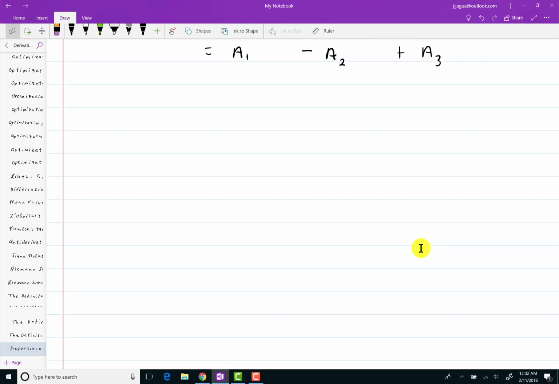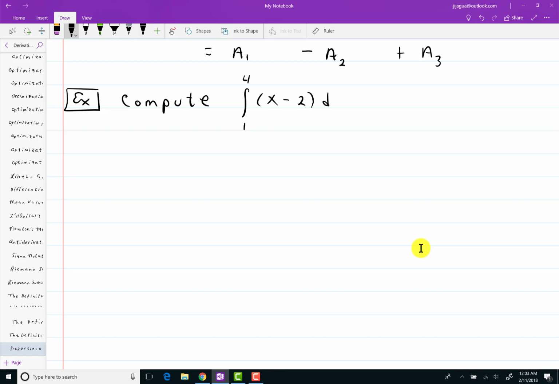So as an example of that, compute the integral from 1 to 4 of x minus 2 dx. Now, since we do not have formulas for anything, and I don't mention Riemann sums or anything like that, I don't intend for you to do this using Riemann sums. The expectation is that this function will be simple to look at as a graph, and it is.